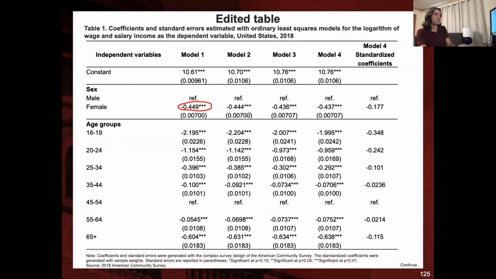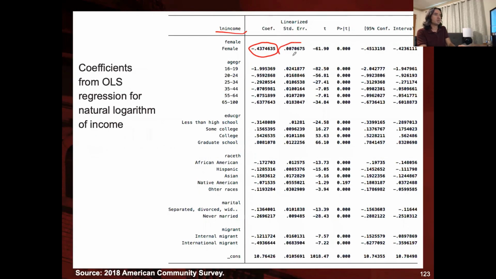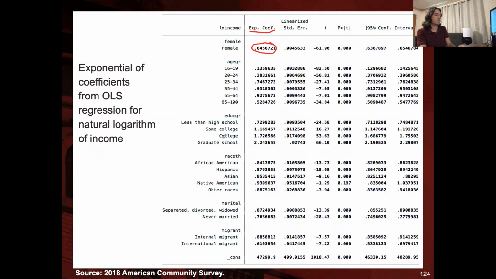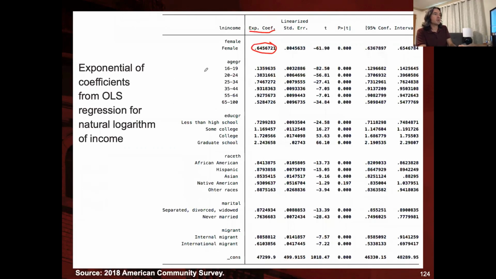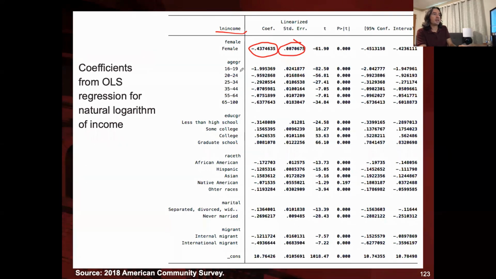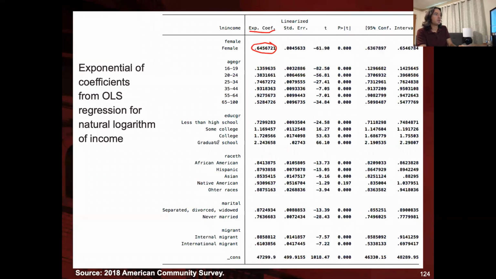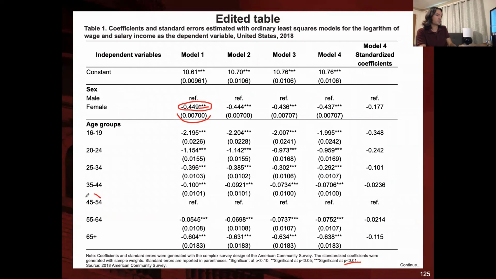The standard error, this number here, comes from here, the 0.007, which is this number here, 0.007. These stars, 3, they are 3 if my p-value is less than 0.01. And for male, it doesn't appear in the regression when I show it here, so I add it manually. And the same thing I added for age group, the reference category here, just showing us the reference.